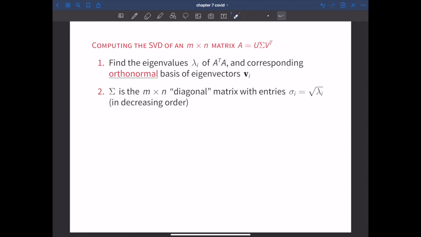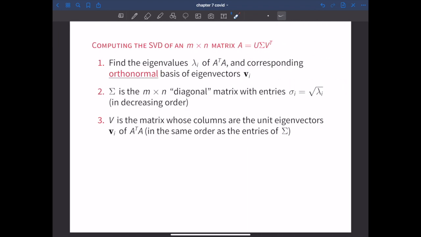If we know what these eigenvalues are, we can compute the singular values. And once we know the singular values, we can build the matrix sigma. Sigma is just an m by n matrix, and again, it's one of these fake diagonal matrices, where the entries along the diagonal are just the singular values listed in decreasing order. Remember, sigma is going to be the same shape as the original matrix A. So that tells us how to make our sigma matrix.